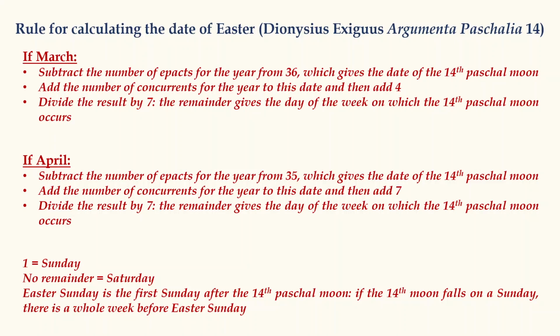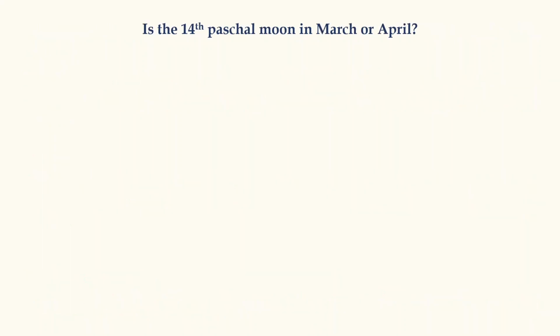Okay, so we're a bit closer to knowing what to do now, but there are still a few things to work out. How do we know whether the 14th Paschal moon falls in March or April? What are epacts, and how do we work out how many of them there are? And what are concurrents, and how do we work out how many of these there are? Well, let's start with the question about March and April.